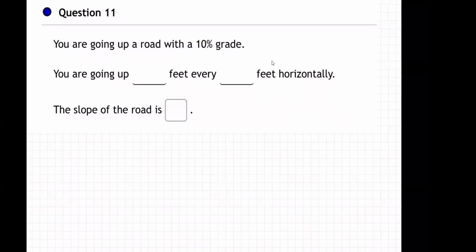Okay, so it says you are going up a road with a 10% grade. You're going up how many feet, how many feet horizontal? That's a great question. What does it mean if a road has a 10% grade? Have you heard of that? You know, when you drive on the highways, they say 10% grade.